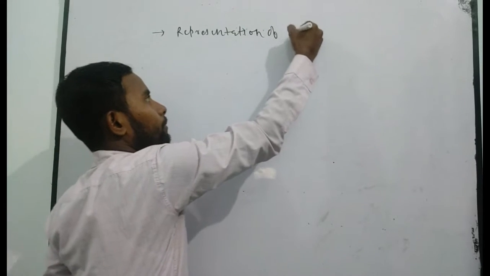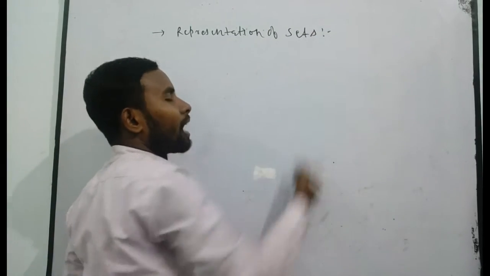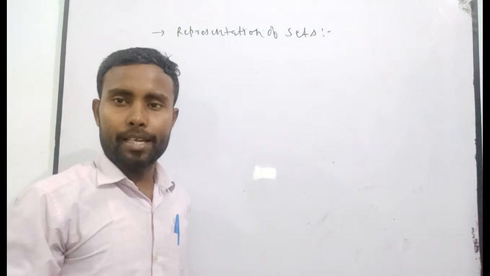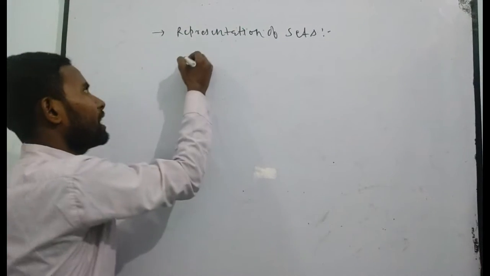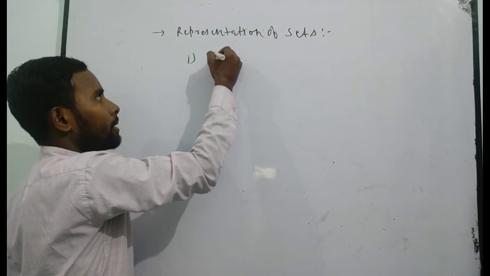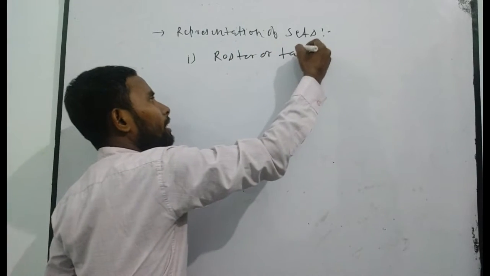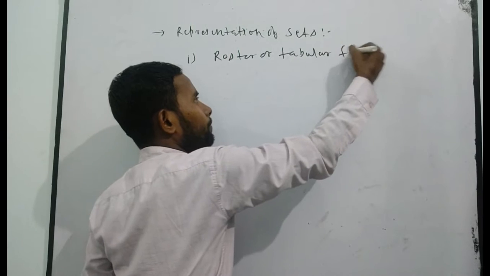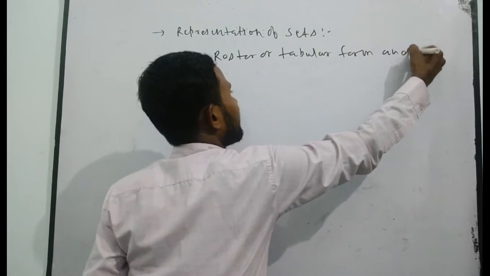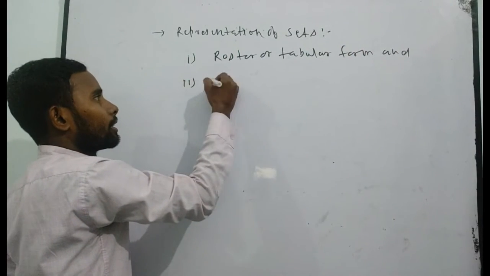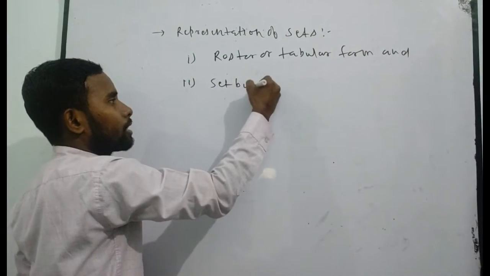Representation of set. How can we represent any set? There are mainly two methods. First will be roster or tabular form, and second will be set builder form.